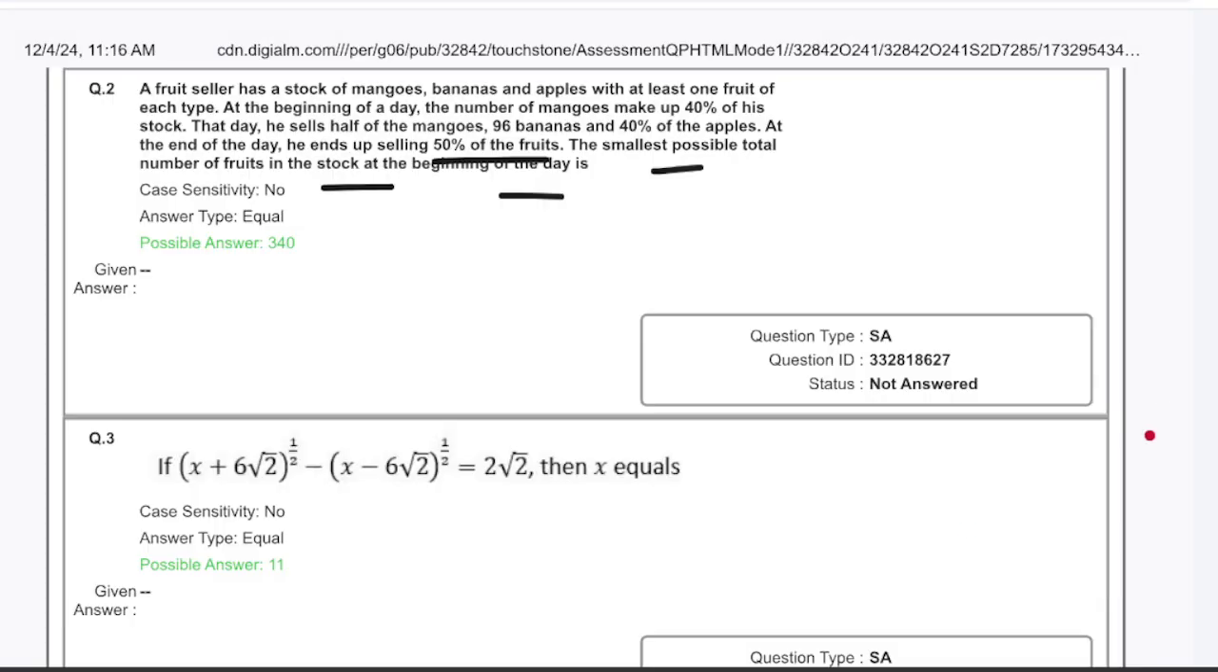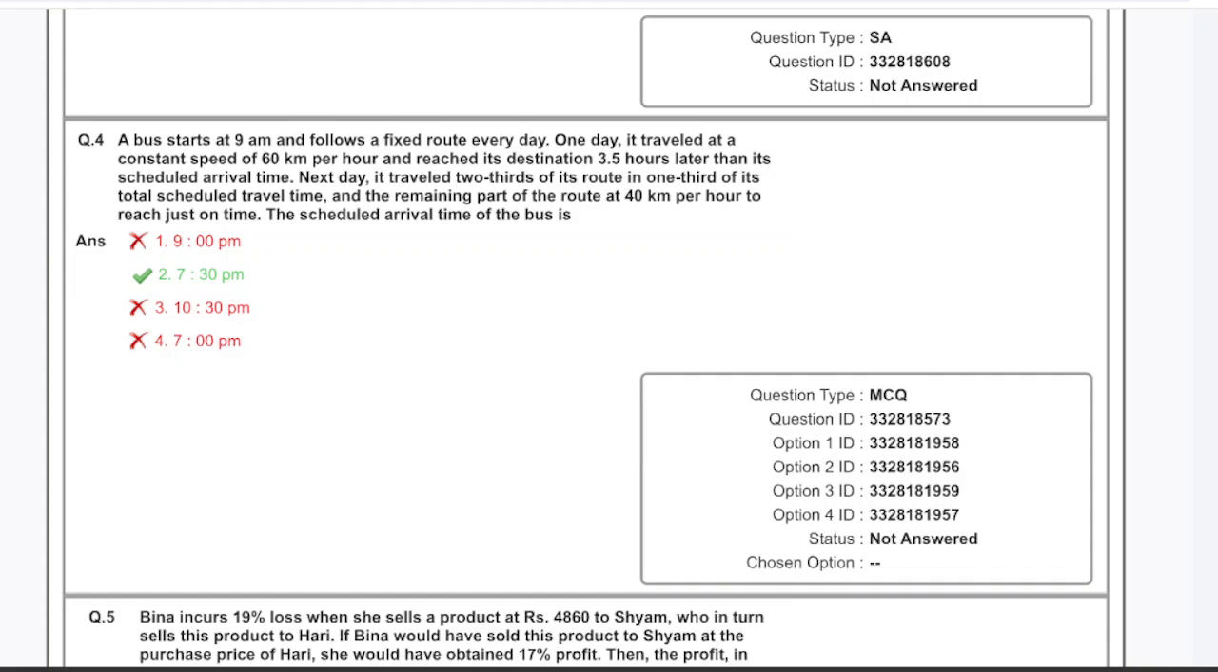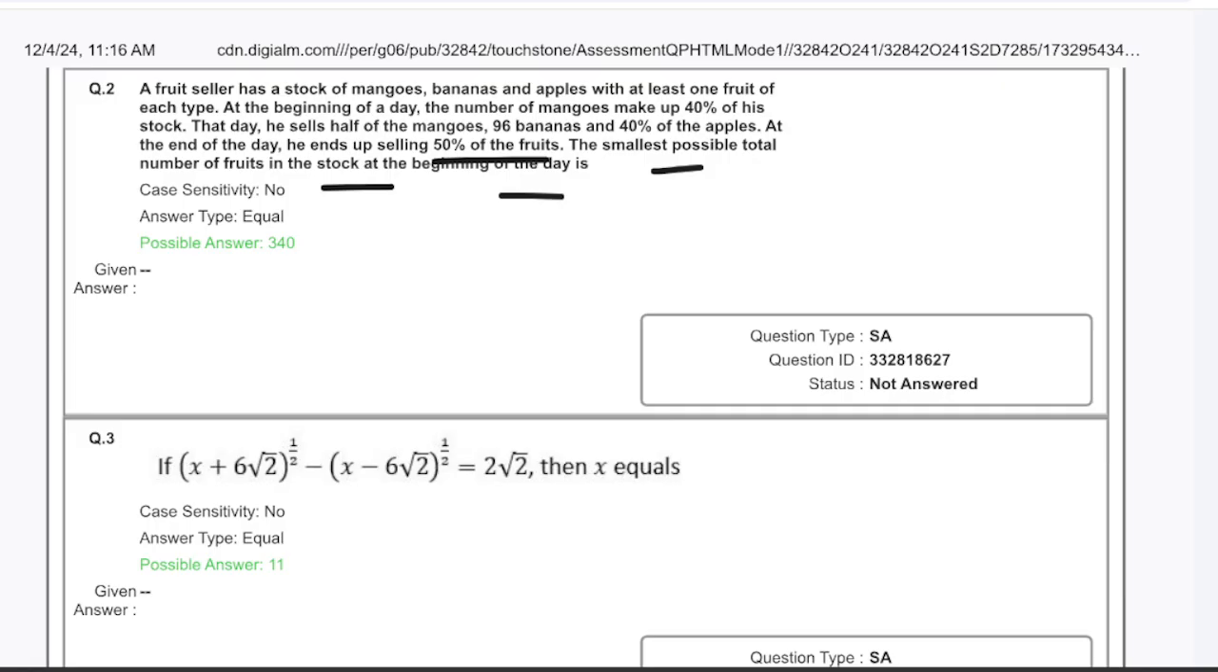Number 4. A bus starts at 9 a.m., following a specific route. One day it traveled at a constant speed of 60 km per hour and reached the destination 3.5 hours later.